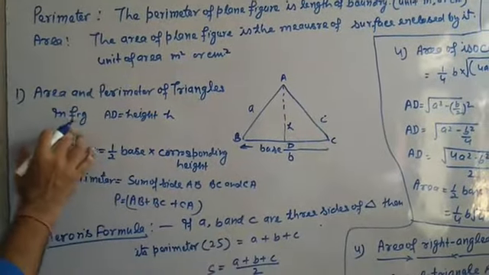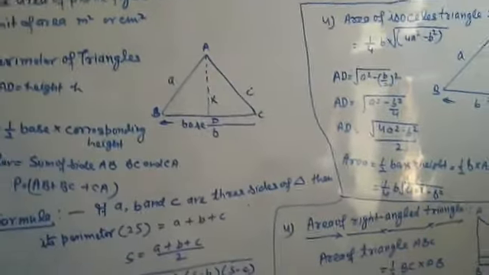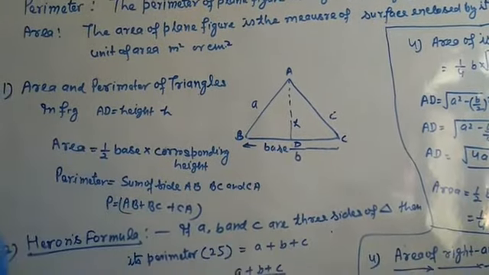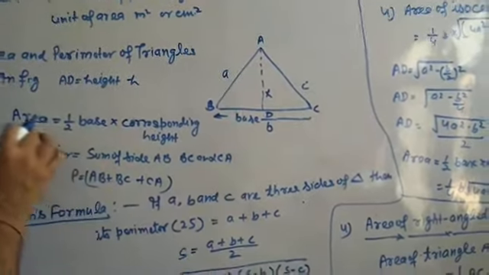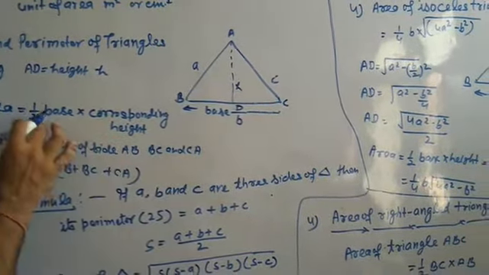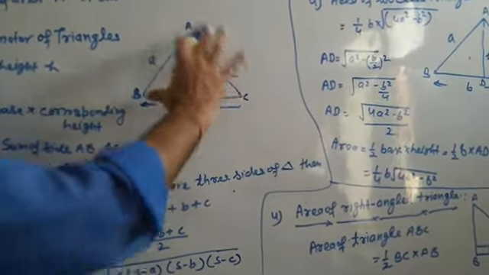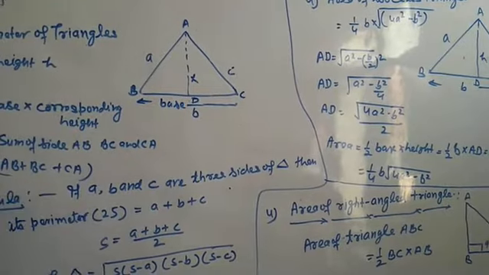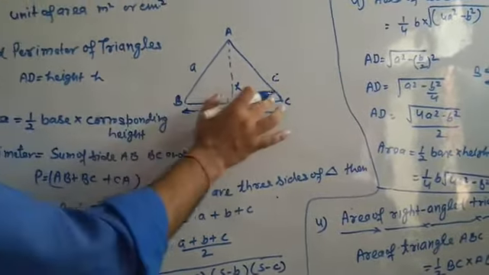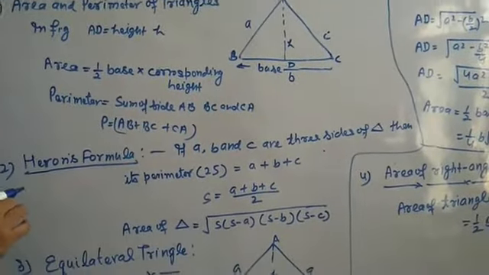Area and perimeter of triangles in figure. ABC is a triangle. AD is the height on side BC from vertex A. Area of triangle is 1 by 2 base into corresponding height, means 1 by 2 BC into AD. And perimeter is the sum of the sides AB plus BC plus CA. This is perimeter.